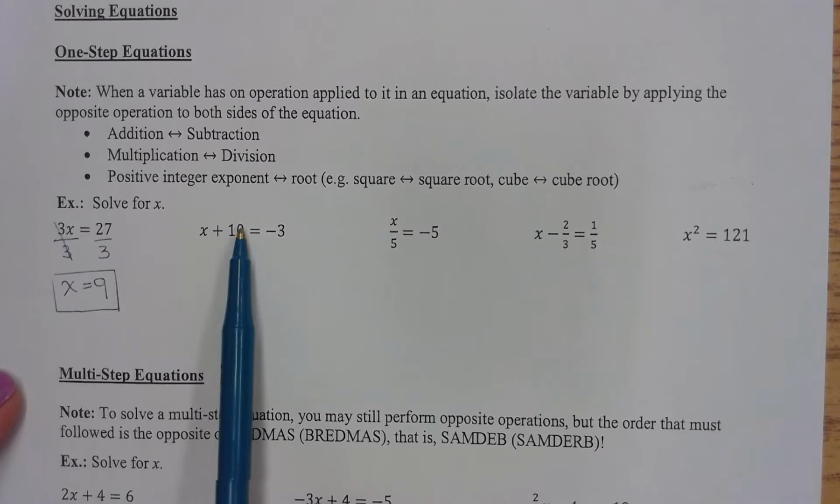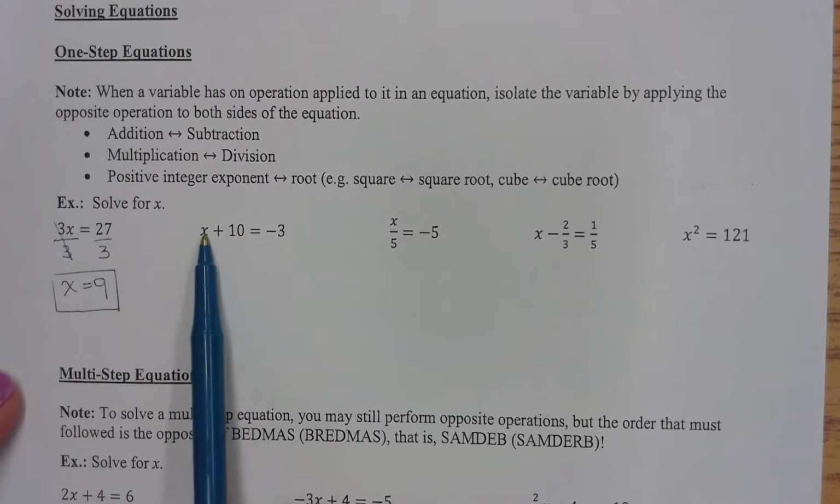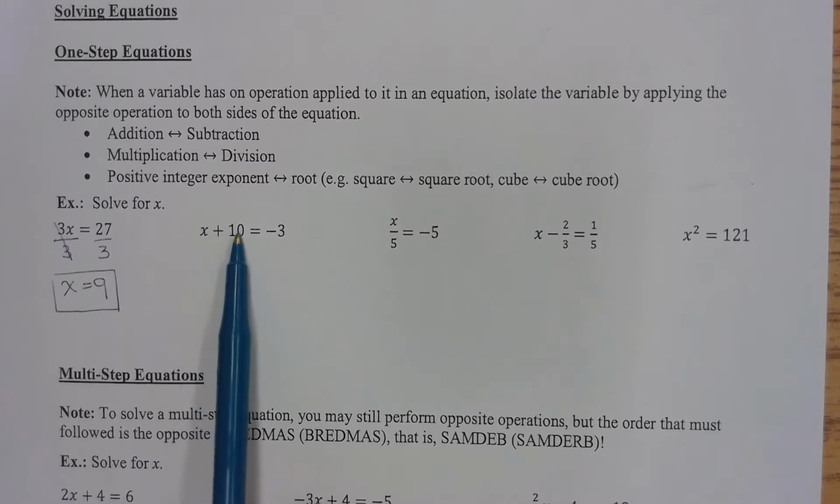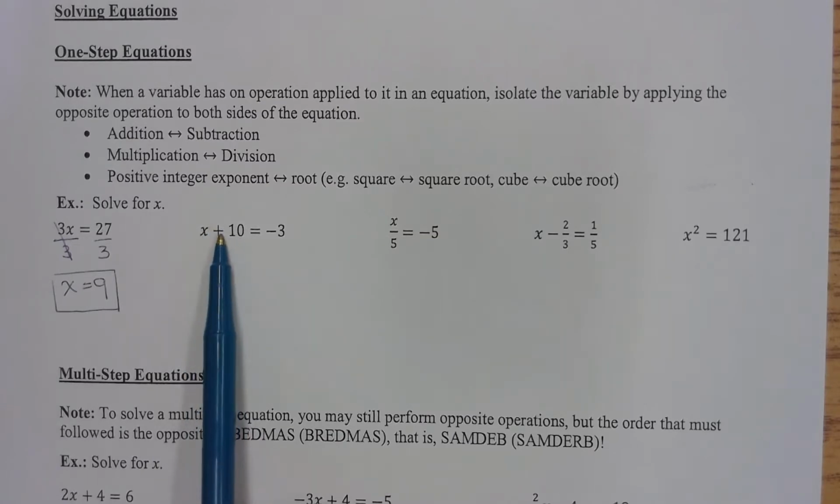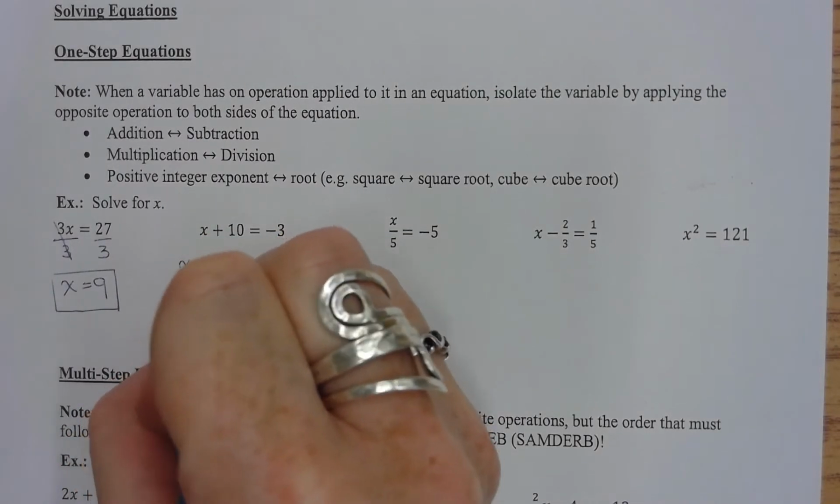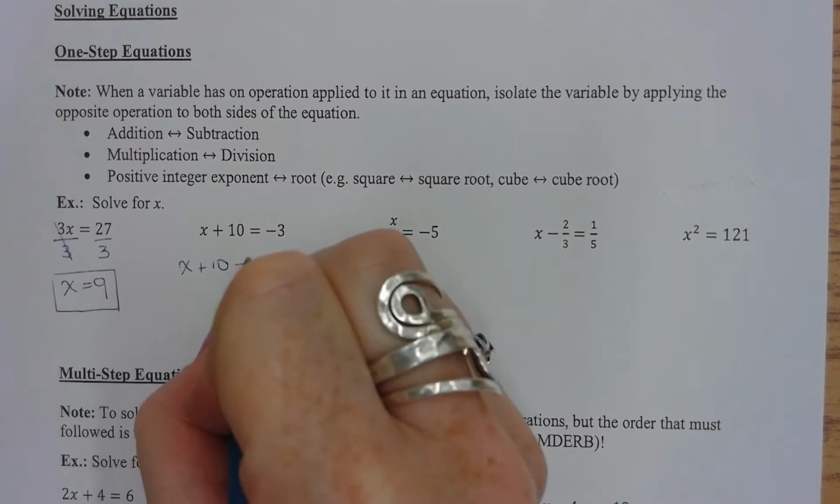So moving on. In our next question here, we're adding 10. Well, I know if I have 10 and I take 10 away from it, then I'm left with nothing. And so then I would just have x on this side. So the opposite operation when we have addition questions is to subtract. So I'm going to write out x plus 10. And then to get rid of that 10, I'm just going to subtract 10.